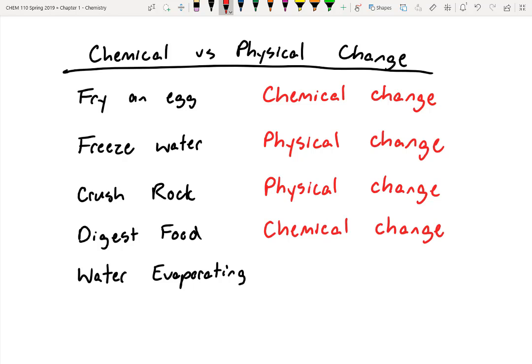All right, and then the last one, water evaporating. Physical. All right, so when we think about water evaporating, where does it go? Does it just disappear? No, it becomes humidity in the room, or we can even see it in the sky as clouds, right? Clouds, if they get big enough, will rain and reform liquid water. It's just water changing states, right? So this would be a physical change.